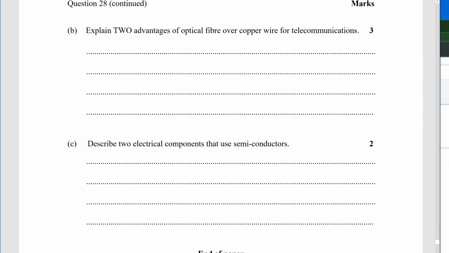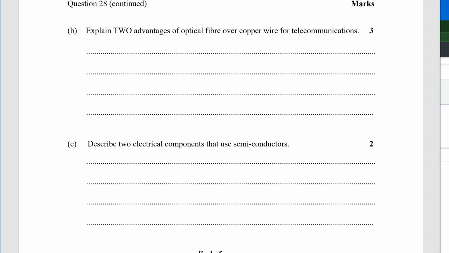Okay, explain 2 advantages of optical fiber for telecommunications. Okay, explain. So remember, we've got to talk about cause and effects. We're boxing the word to and the S of advantages. We need to have explain 2 advantages. We're underlining optical fiber and copper wire. So what are 2 advantages?